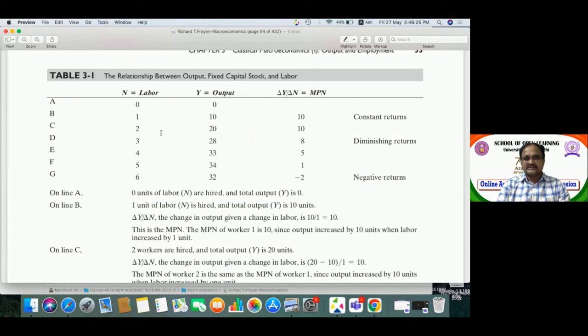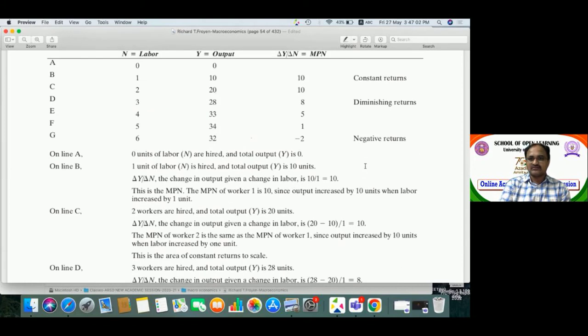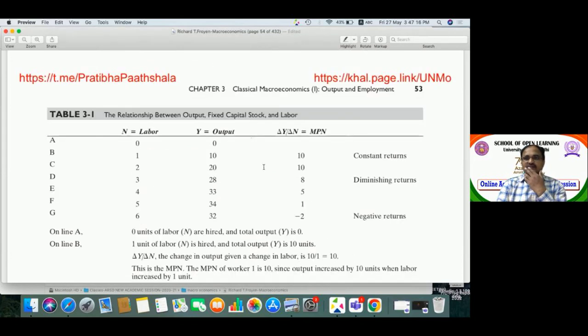So in the short run, initial stage, from A to G, these are the combinations. In line A, line B, you can look at how much labor and what the output is. There is another column, the MPN, the marginal productivity of labor. MPN is the rate at which output changes with a change in one unit of labor. That is delta Y over delta N: the change in output given a change in labor. Simply say MPN. One by one we are discussing this table.